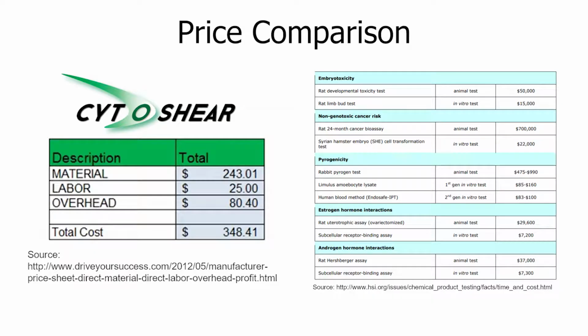The use of Cytoshear as opposed to in vivo studies for these applications is also supported by reduction in cost. A Cytoshear kit capable of fabricating 72 test chambers would cost $348, while an equivalent number of in vivo tests would cost tens of thousands of dollars.